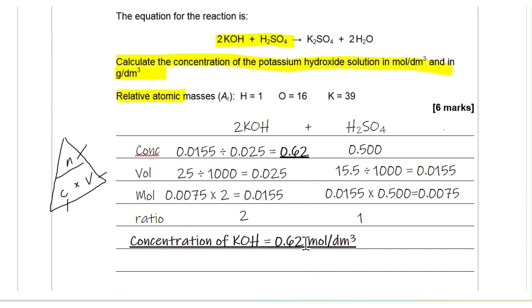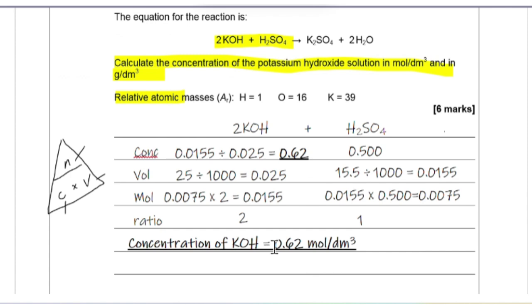0.62. So there's 4 marks here. 1 mark for the moles of sulfuric acid, 1 mark for the ratio, 1 mark for the moles of potassium hydroxide, and the 4th mark goes for the concentration, 0.62.